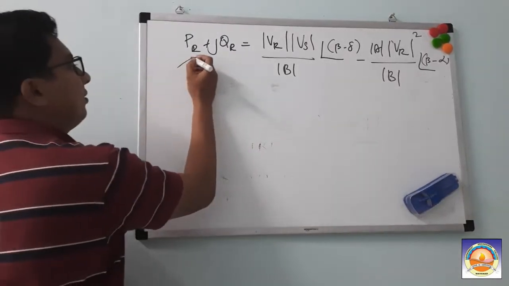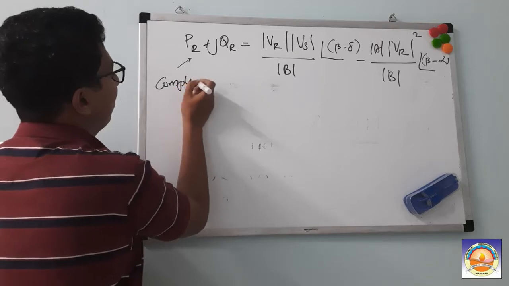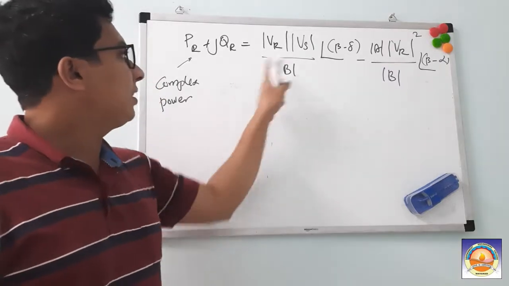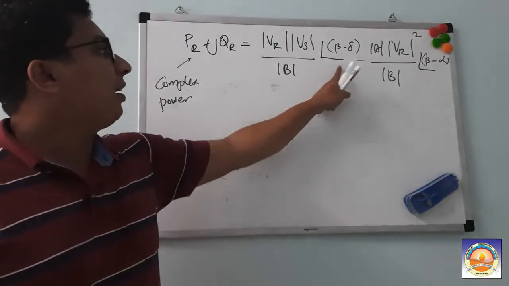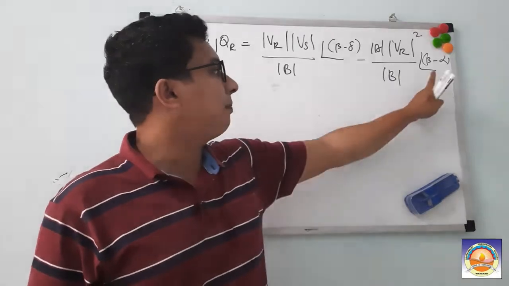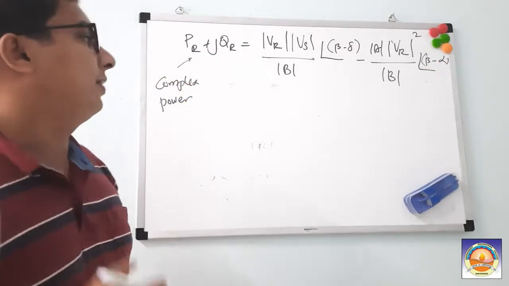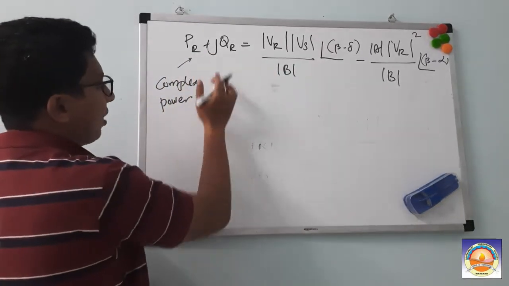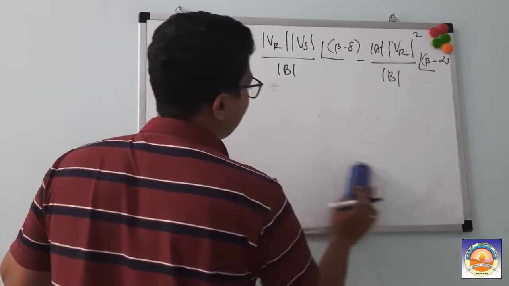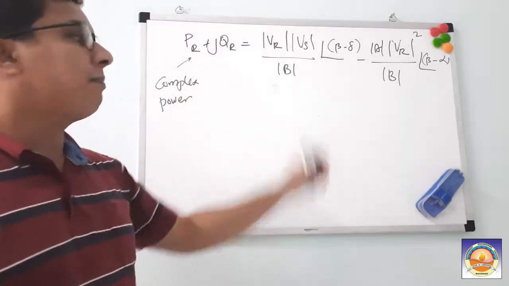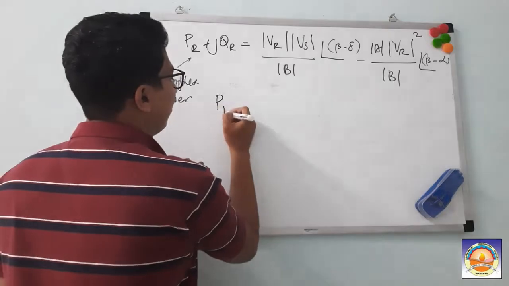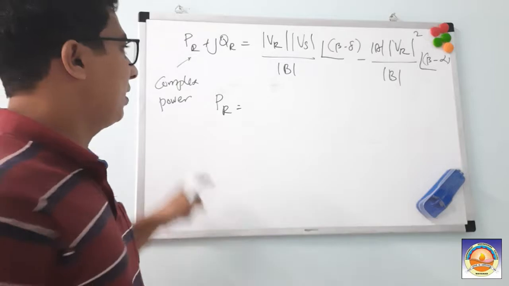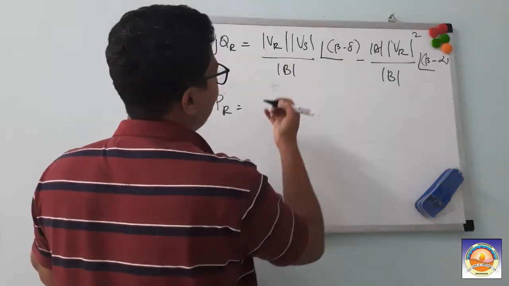This is called complex power, which has two parts: one is the active power and another one is the reactive power. That is equal to Vs VR by B angle beta minus delta, minus A VR square by B angle beta minus alpha. This is in polar form, and if I want to write the active and reactive power in terms of the sending and receiving end quantities and the ABCD parameters, I can write PR. I have to take the cosine of the first part and then the second part.